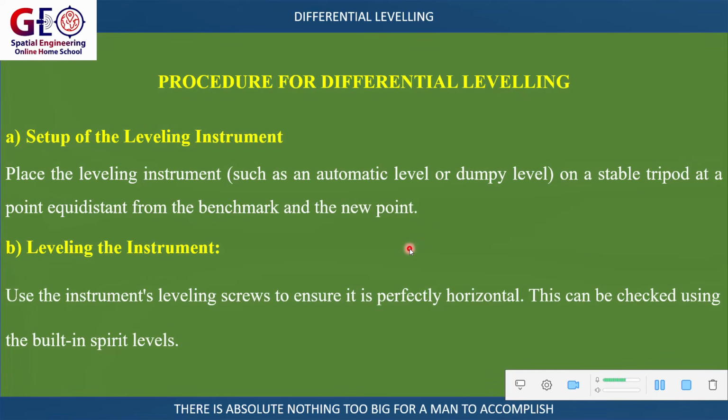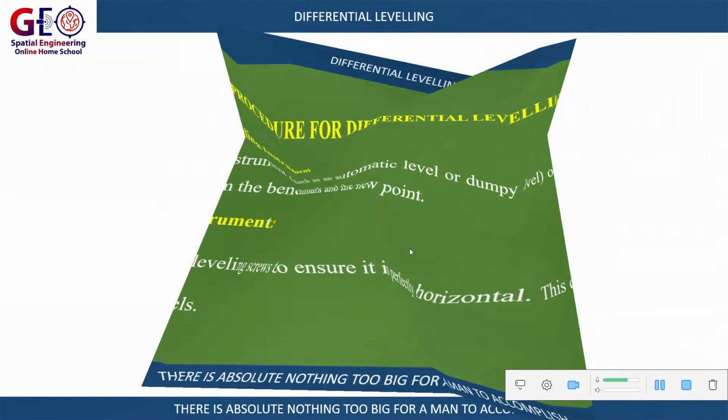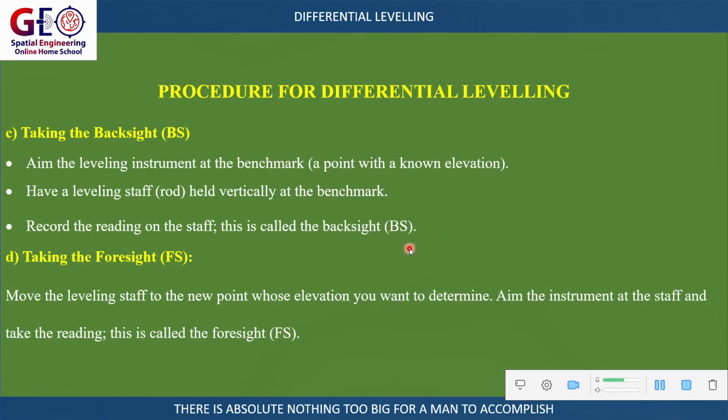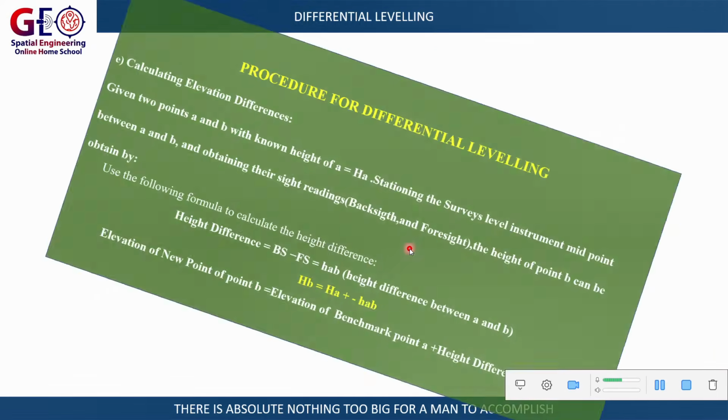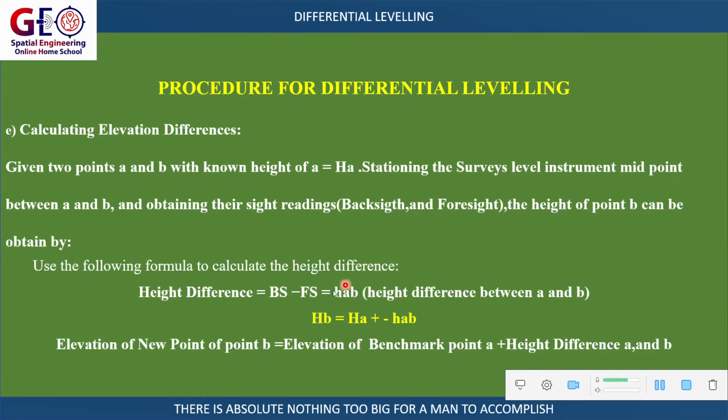We are talking about the procedure for differential leveling, how we set up the instrument at the midpoint between the points and take sight readings: the backsight first, then the foresight. Then we use the rise and fall method to calculate the height difference, backsight minus foresight, which gives us the height difference between A and B.